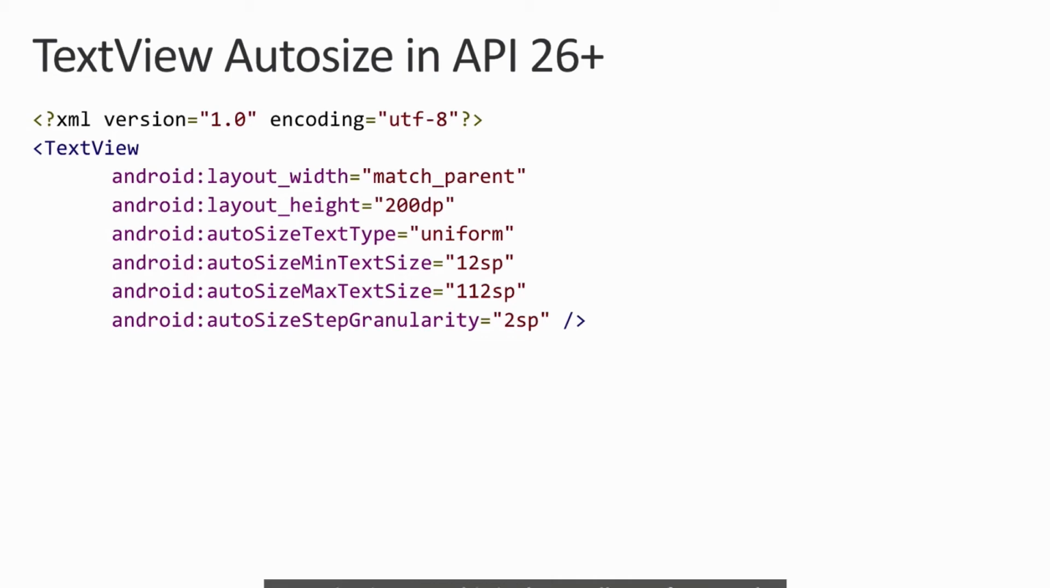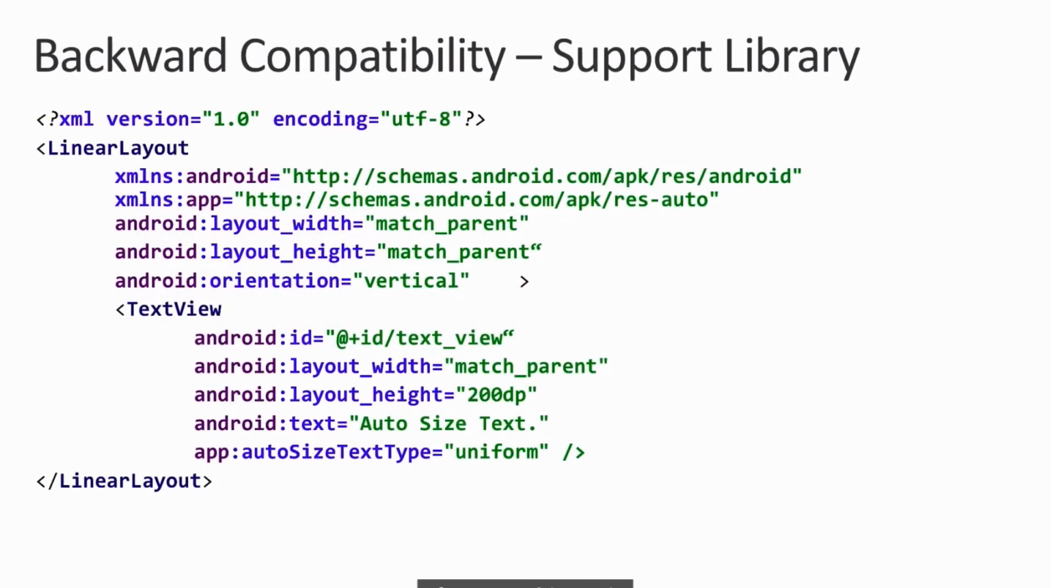So min size says this is the smallest a font can be, max size, the biggest a font can be, and the step granularity says as it is time to increase or decrease the font size, change it by this amount. So the values I show here are the defaults, 12sp for the minimum, 112sp for the maximum, and change by 2sp every single time you need to change the font. Again, you can set your own in your app as is appropriate for your needs. Of course, this is again backwardly supported with the support library.